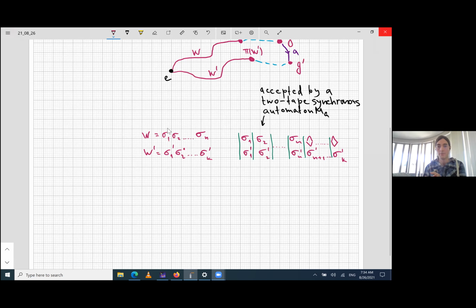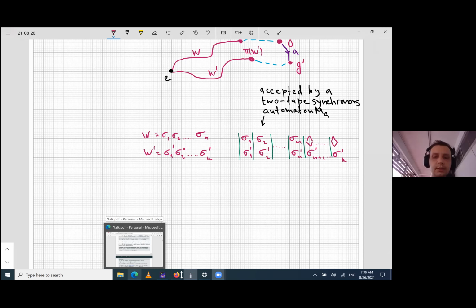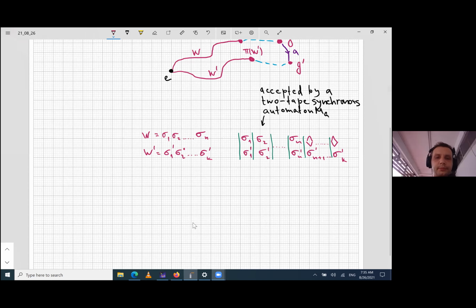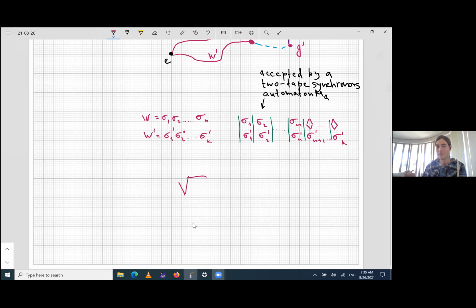Are there any more questions for the speaker? Earlier on, you mentioned that the Cayley distance function for the Heisenberg group wasn't known. It was only known that it was bounded between linear and exponential. Do you have any intuition about which one it might be closer to, or what it might actually be?